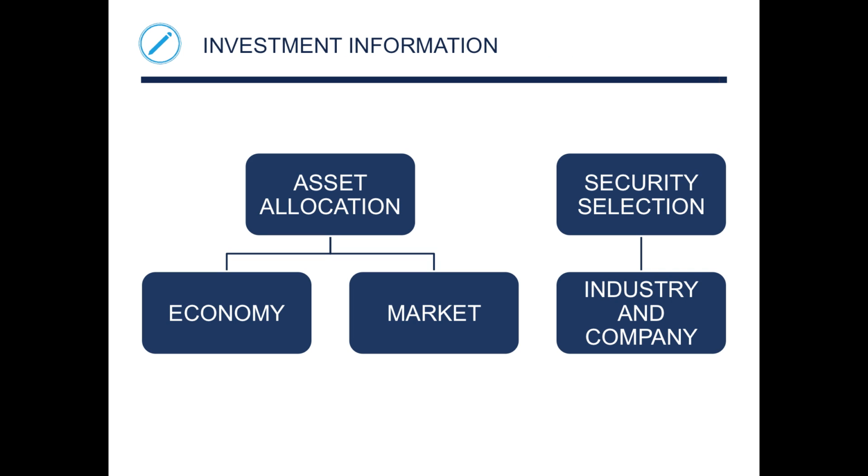Investment information. Asset allocation. When it comes to asset allocation, it subdivides into the economy and the market, where you can allocate your assets. And then you also have to consider security selection, and the industry and the company as well.